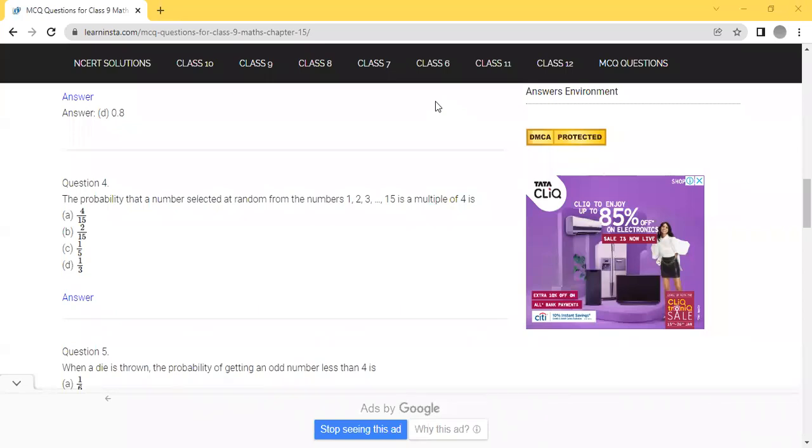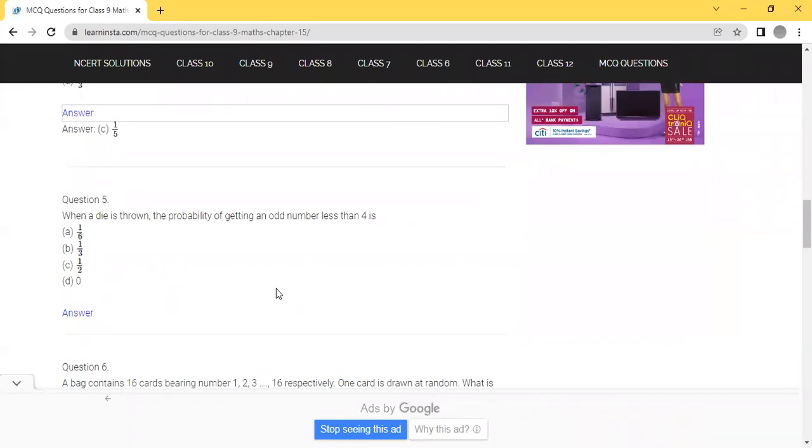0 is not there. The number has started from 1. Tell me the multiples. 4, 8 and 12. 3 multiples are there. 3 by 15, that is 1 by 5. Answer is 1 by 5. Is it okay?